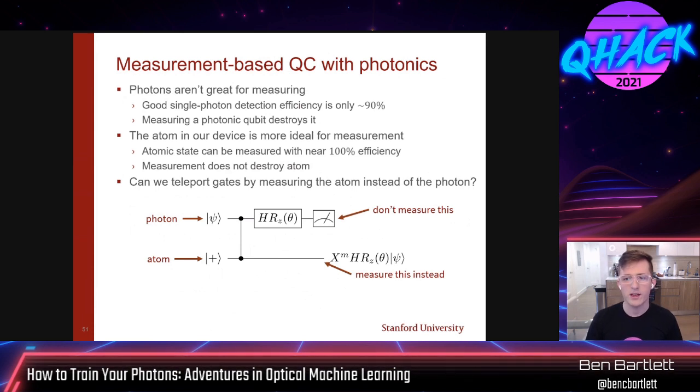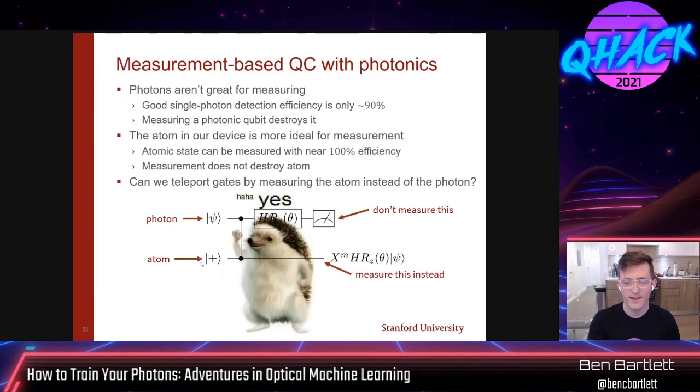So we have some arbitrary state psi, which is our photon, and we've got our ancilla, which is the atom in the device. And we would like to reverse which one we measure. So the question is, can we teleport gates by measuring the atom instead of measuring the photon? And as you might have guessed, the answer is yes.